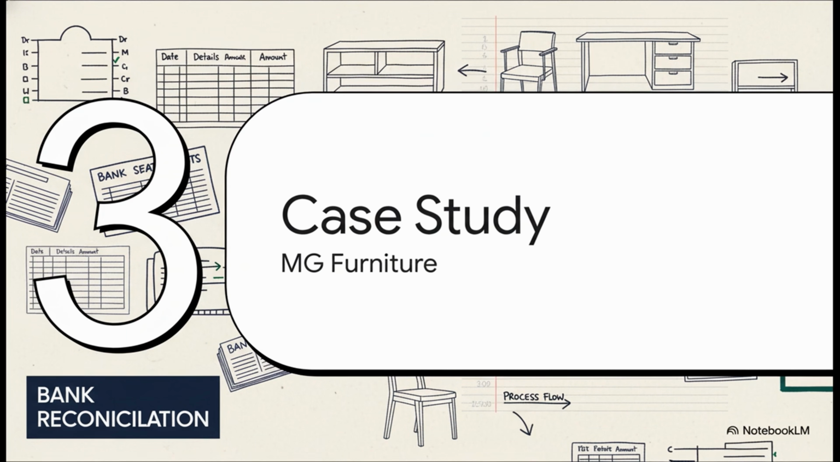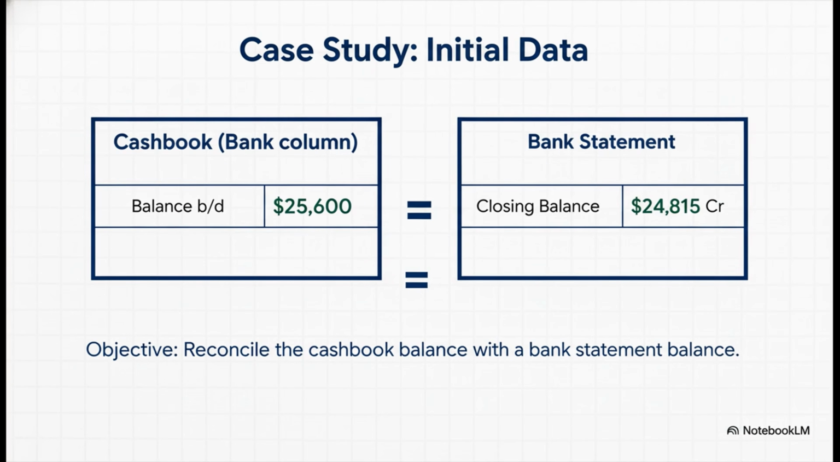So let's dive into a case study. We're going to work through the books for a company called MG Furniture and put this two-step process to the test. Right, here's the situation for MG Furniture. Their cash book says they have a balance of $25,600, but the bank statement is showing a credit balance of $24,815. And of course, we've got a list of items that explain the difference. Some things are only in the cash book, some are only on the bank statement, and there's even a little error to fix. Let's get this sorted.